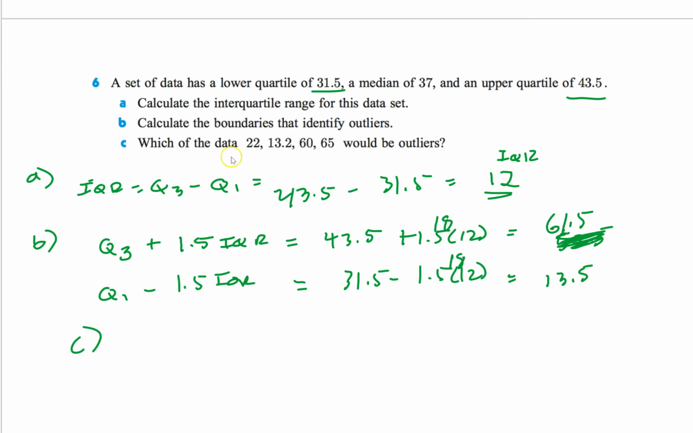Do you want to know which one of these will be an outlier? Well, 22 falls within the range. 13, that one's just below, so 13 will be an outlier. 13.2, I should say. 60 is good. 65 is too big. So that's how you calculate and find outliers.